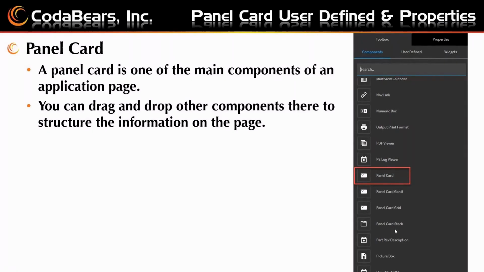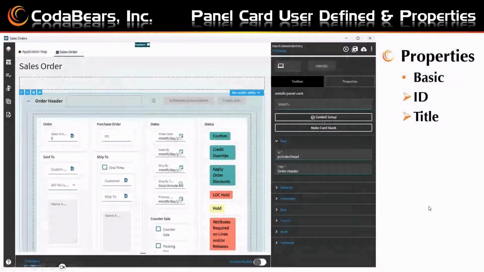card. So a panel card is one of the main components of the application page, like anything and everything that you want to put. Usually there's a panel card and then we put in text boxes or buttons or anything inside that. So you can drag and drop those components and put them on your page. Let's take an example of an order entry screen.